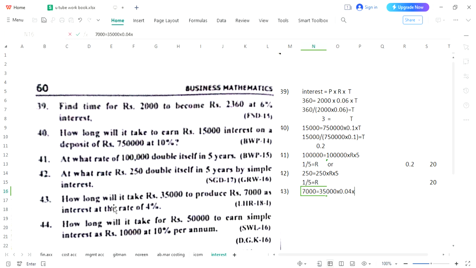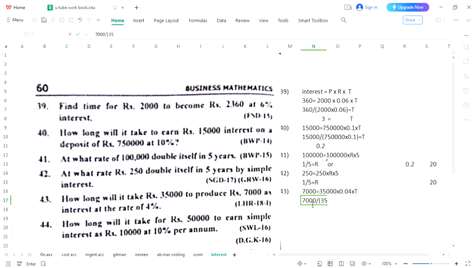Look at this, how long. So time is not mentioned, you will write T. Now just like this question in 39, time was unknown, same we will be doing over here. 7,000 is already present over here. 35,000 and 0.04 is being multiplied. When you will take it to the opposite side, they would be divided.